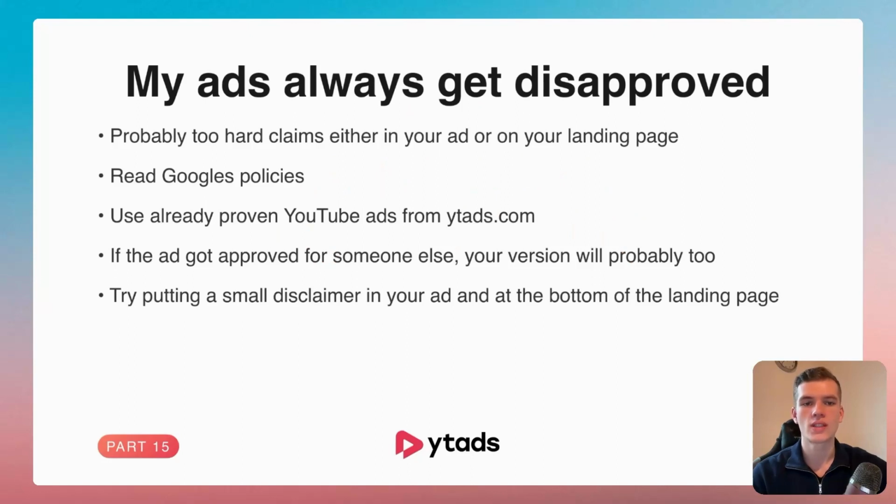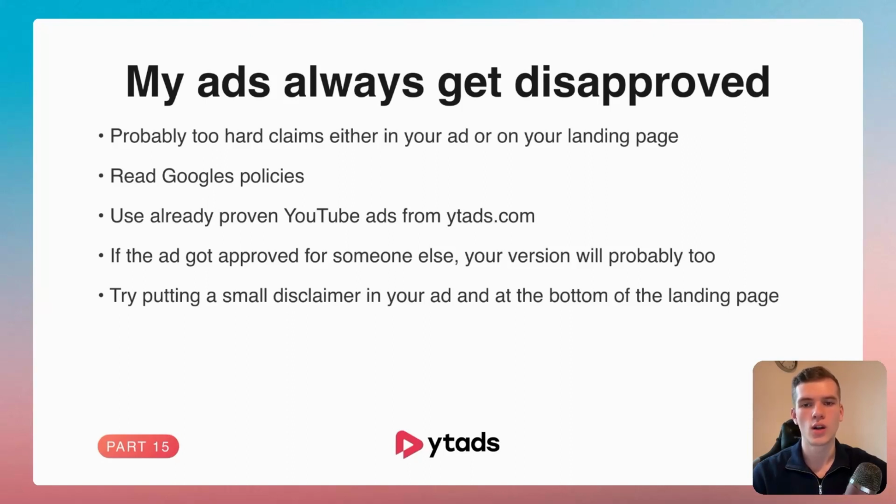So my ads always get disapproved. If your ads are always getting disapproved, it's probably because you have too hard claims either in your ad copy or on your landing page. And yes, Google also reads your landing page. So if your landing page has too hard claims in the ad copy, this may lead to ads getting disapproved. But YouTube in general has been getting way stricter with disapproving ads. So read the Google policies.